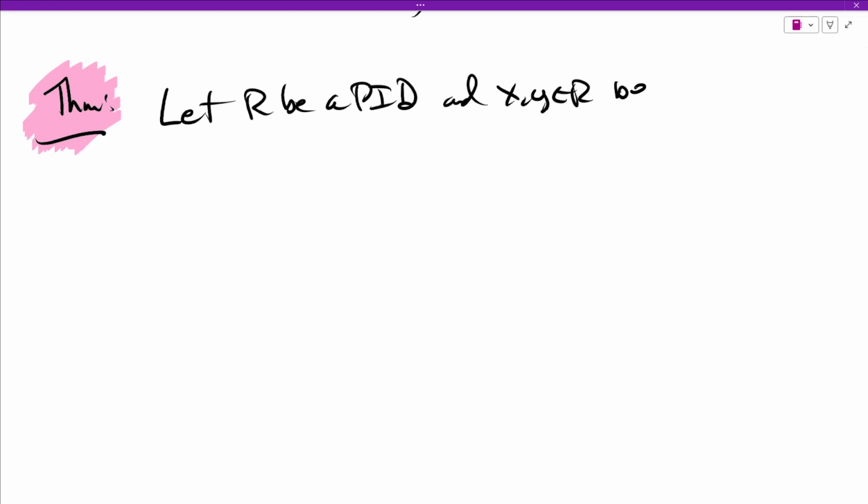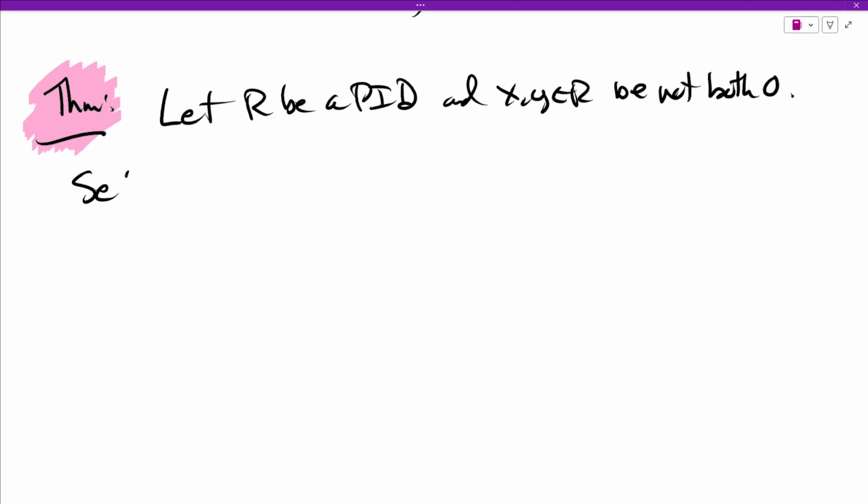In this next theorem, we are going to show that GCDs always exist in PIDs. So whenever you have a PID, you will get GCDs. And the theorem is exactly this. Let R be a PID, and x, y in R be not both 0. Just like when we were doing GCDs with the integers, we don't want to look at the GCD of 0 and 0 because it doesn't exist.